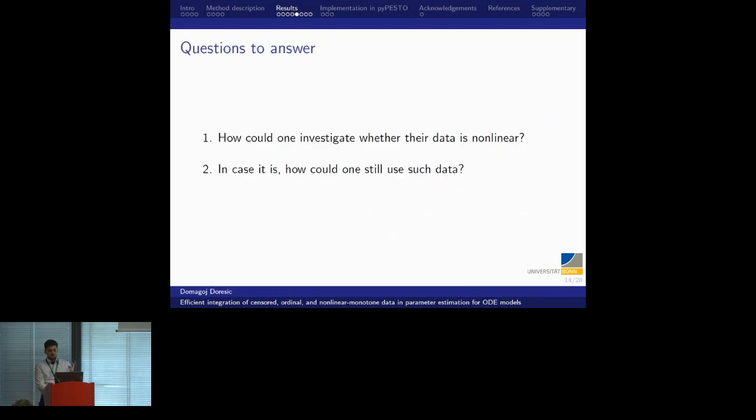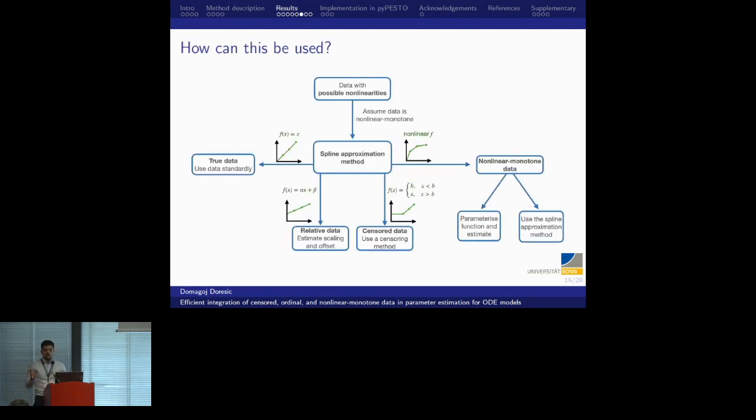So I started with these 2 questions, and I would like to answer them with a plot. How could one investigate whether the data is nonlinear? Let's say that you have some data that might have some possible nonlinearities. You could assume that the data is nonlinear monotone and apply this spline approximation method to it. And then looking at the outcome, if the outcome is identity, so f is equal to x, then this is really the true data, and the data can just be used standardly as quantitative and so on.